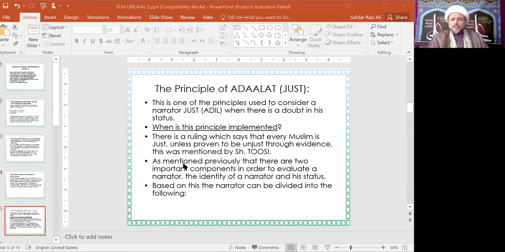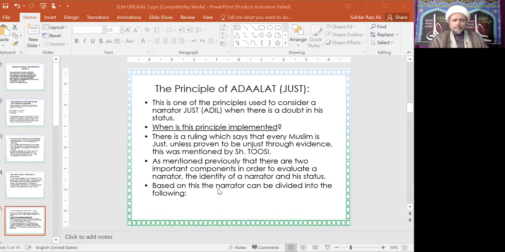As mentioned previously, there are two important components in order to evaluate a narrative. Who is he and how is he? Who is the narrator and how is the narrator? Is he just or not? So identity plus evaluation, authenticity. The identity of the narrator and his status.